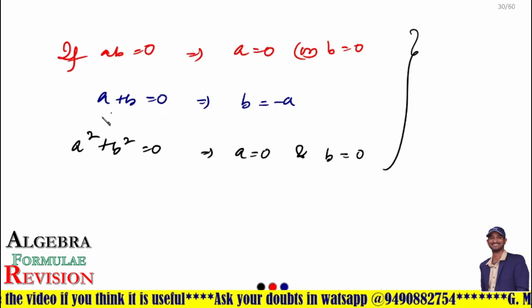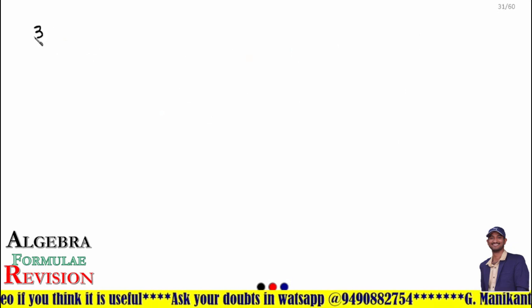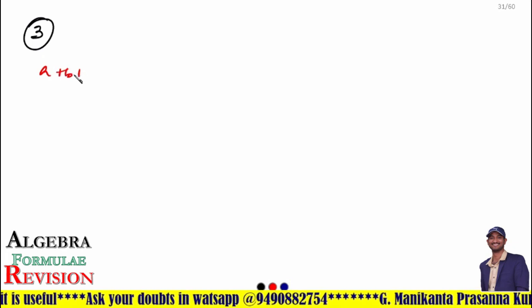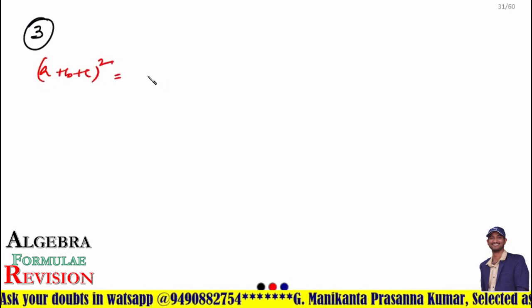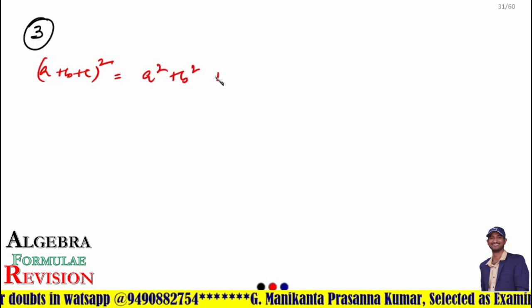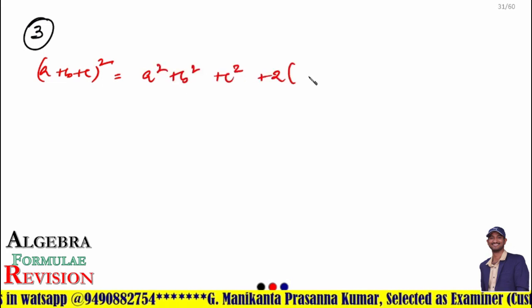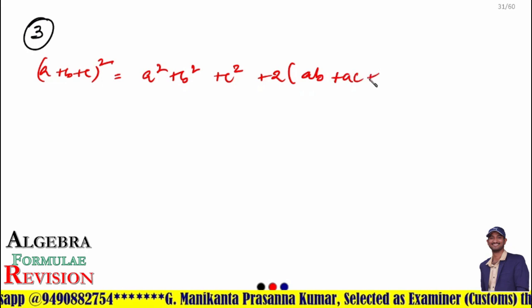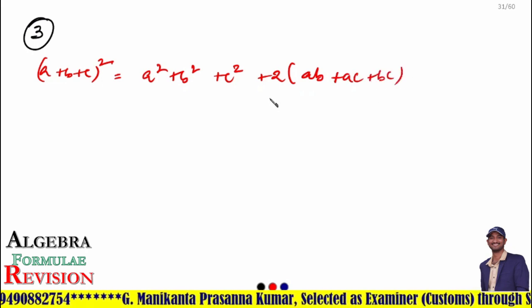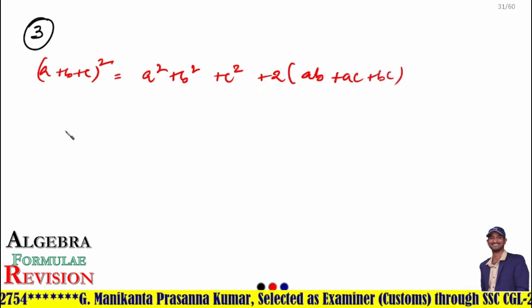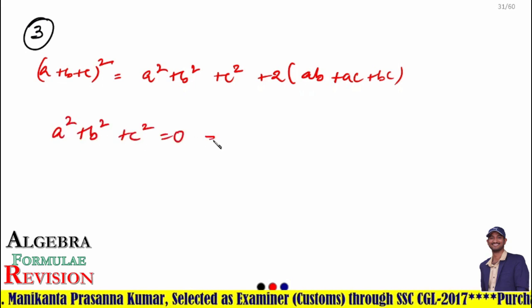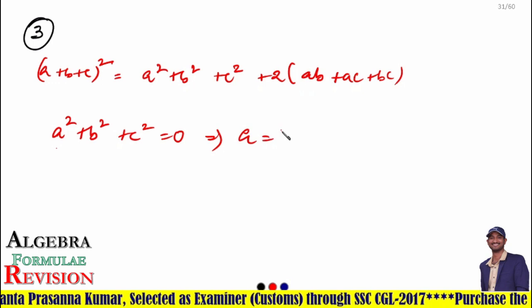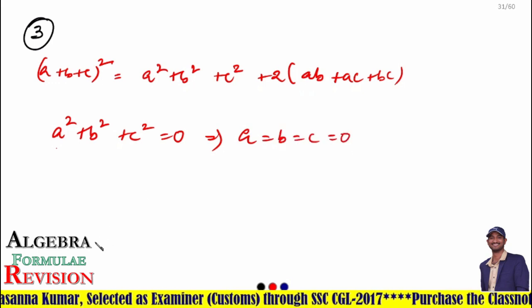And next, second degree but 3 variables. Let's see. (a + b + c) whole square. Most of you know this. What is that? a square plus b square plus c square plus 2 into (ab + ac + bc). Similarly, in the case of 3 variables also, if the sum of the squares of the variables is 0, then definitely all the variables should be equal to 0.